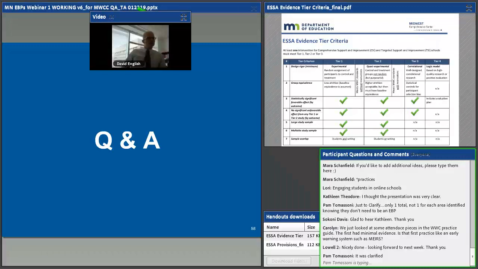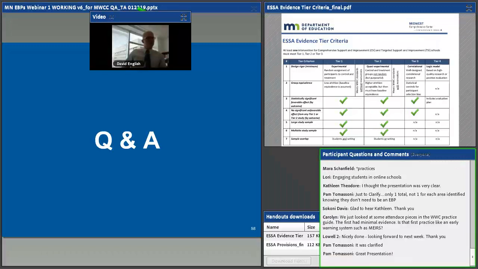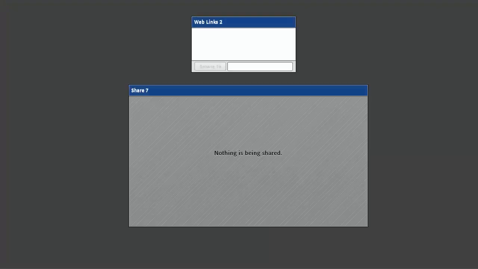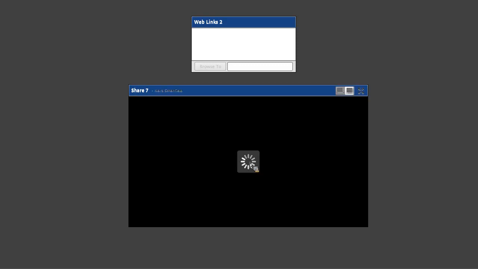Is there a way to pull that up? Are we able to open that website and share it with the rest of the group? Mara or Sakoni or Yun, whoever has control. Go into the What Works Clearinghouse. Just Google What Works Clearinghouse real quick and open it up if you can.